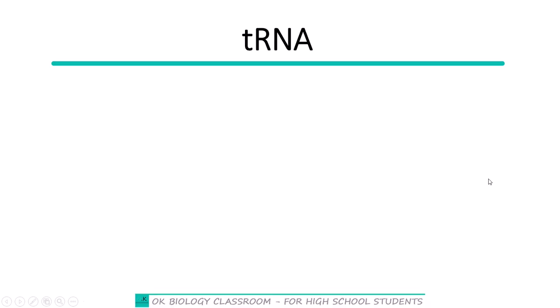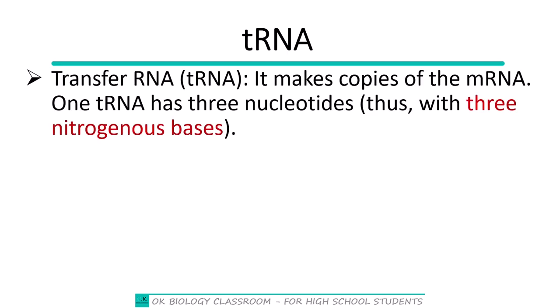Okay. So let's move to the next one, the tRNA. Now after the mRNA has made a copy of information on part of the DNA and has been sent into the cytoplasm, the tRNA is also going to use the information on the messenger RNA. So it's like a copy of the copy. That is what the tRNA is going to do. So like we read here, it makes copies of the mRNA. That's it.